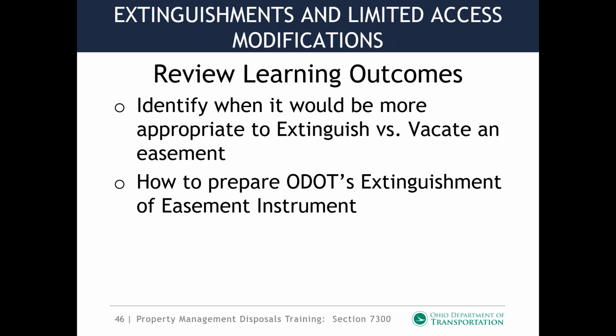Next, we discussed limited access modifications and how they are really the disposal of ODOT's ability to limit the abutting owner's access. Every limited access modification includes conveyance of the necessary access rights and issuance of the highway use permit.